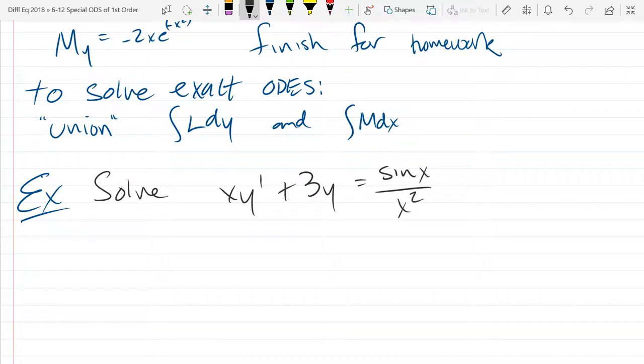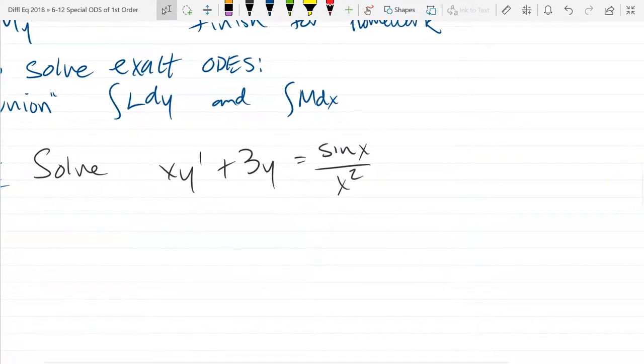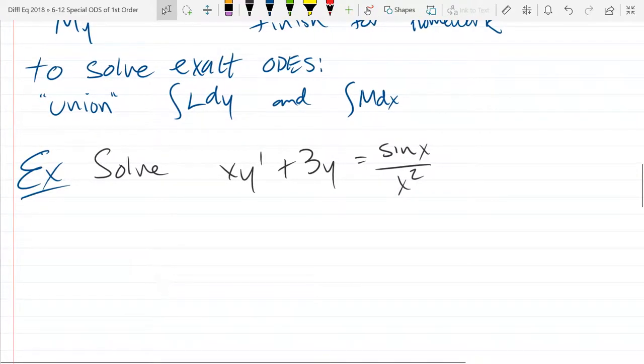So this ODE has a problem. Why is it not even in the right form to begin? You have the form written down. Oh, there's an X that shouldn't be here. That X is a bad guy. So you can't just erase it. How do we move that X out of there?